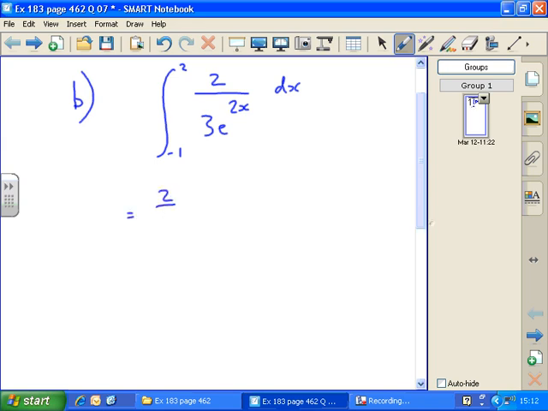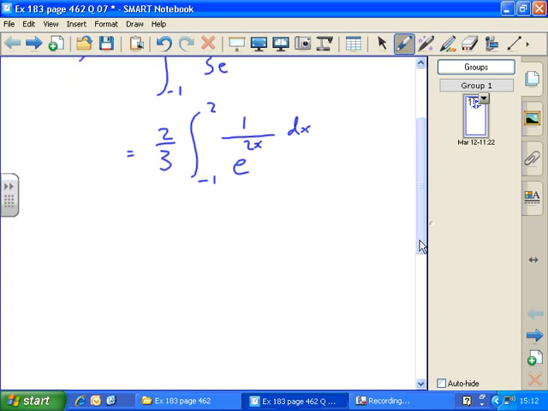So this would be 2/3 integral between -1 and 2. The e to 2x is underneath, so that's 1 over e to the 2x dx. So that step, the 3 can come out, which is underneath, 2/3, and then 1 over e to the 2x inside. Now, of course, 1 over e to the 2x is the inverse. So I've got to think of this as 2/3 times the integral between -1 and 2 of e to the -2x dx.